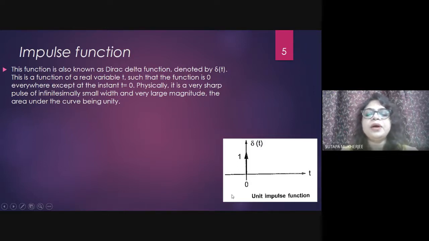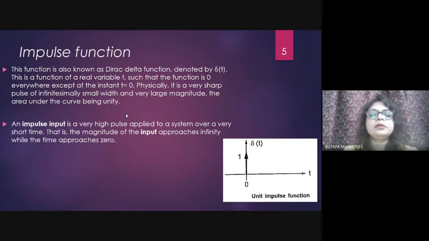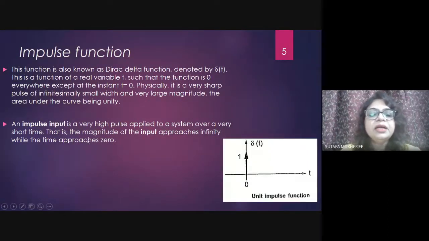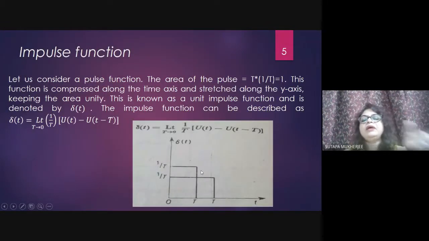Physically, it is a very sharp pulse of infinitely small width and very large magnitude, the area under the curve being unity. So how can I explain this one? Again, the definition is like this: an impulse input is a very high pulse applied to a system over a very short time. That is, the magnitude of the input approaches infinity while the time approaches 0. So already I have told you that the area tends to 1. How can you explain it?